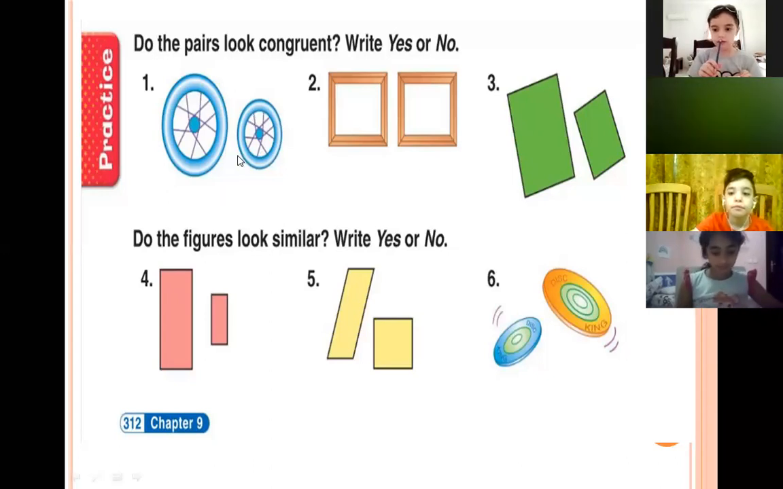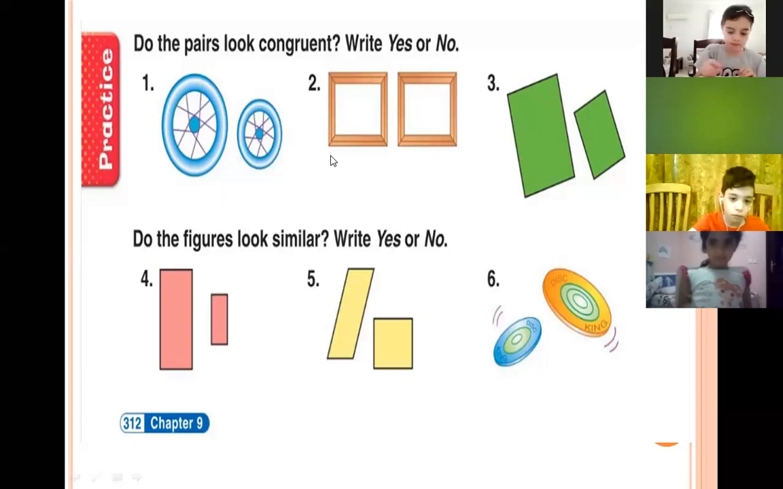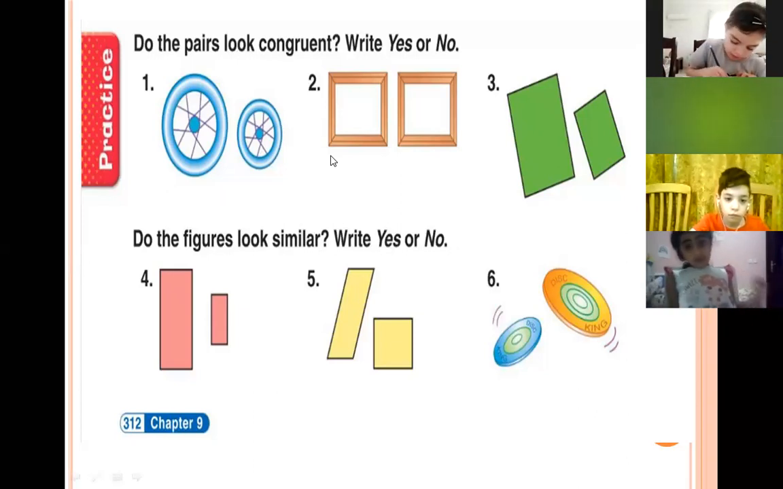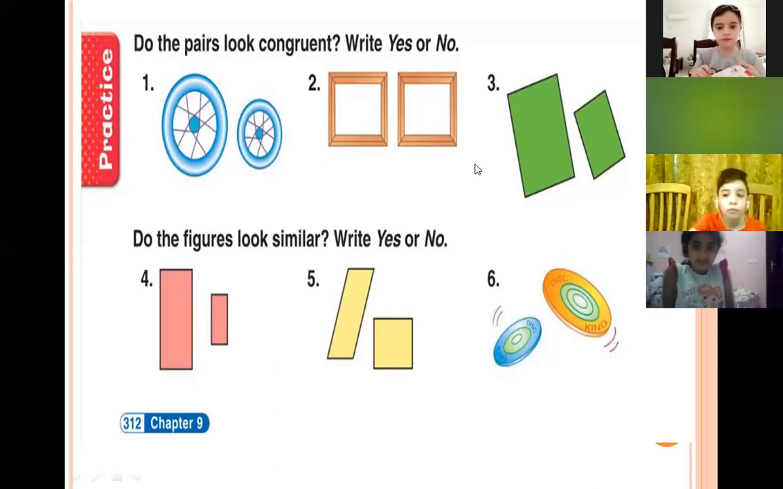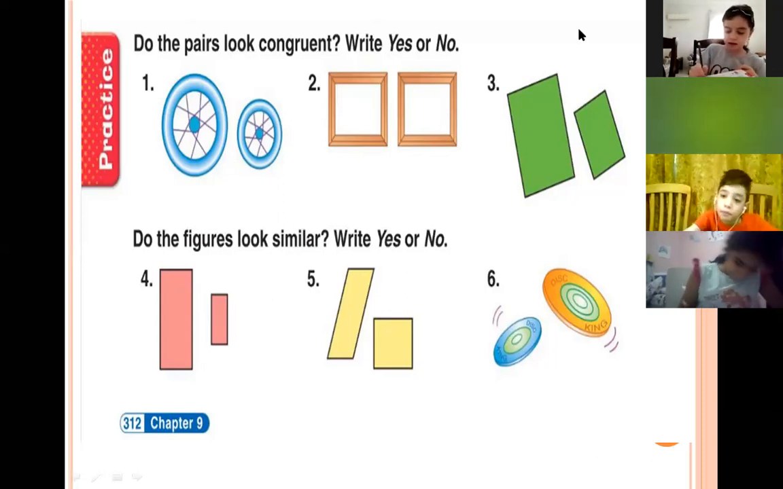The first one, no. First one, no. Yes, but I have the same shape as the second one. Second one, yes. I have the same size and the same shape. Yes or no? Yes. Very good. Teacher, number three.